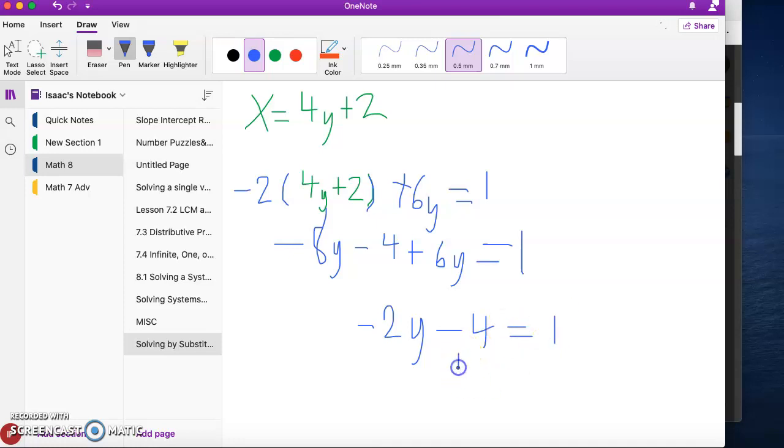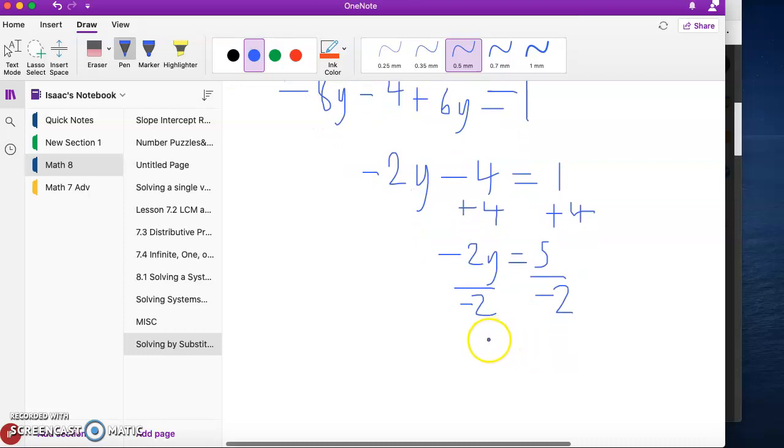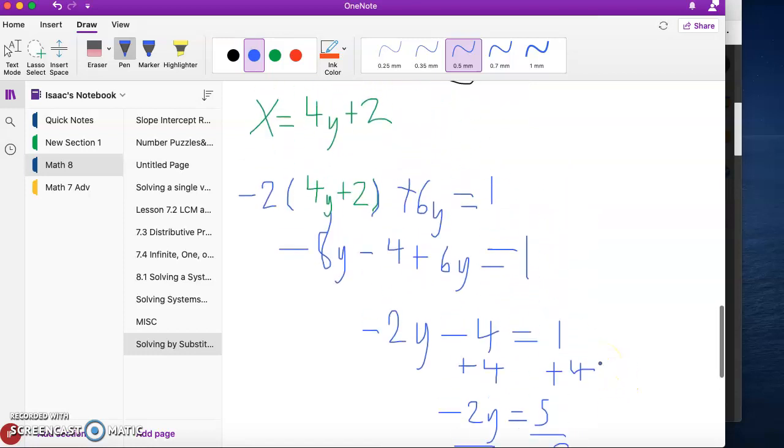Add 4 to both sides. And then I'll get negative 2y equals 5. Divide both sides by negative 2. And I'll get y equals negative 5 over 2. This is probably more complicated than anything I'll give you on the test when we have it.